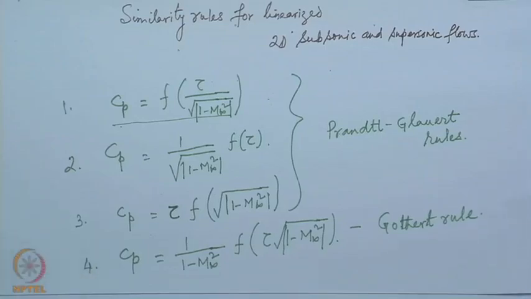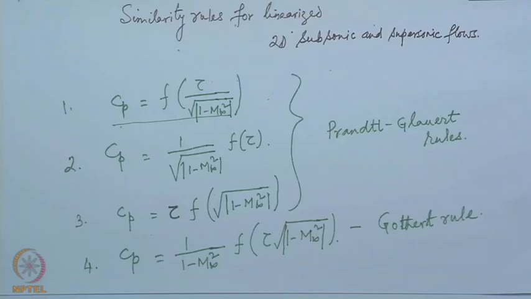That is, for a given shape or given family of shape, if the thickness increases by 1 minus M infinity square to the power minus half, then the pressure distribution on that same geometry will increase by a factor of 1 minus M infinity square to the power minus 1. As you will see later, the Gothert rule applies to axially symmetric flow as well.